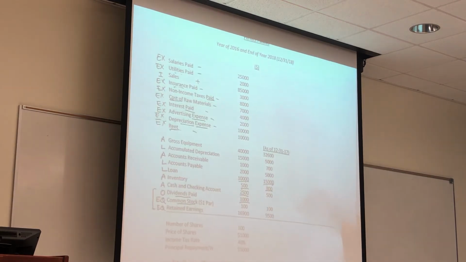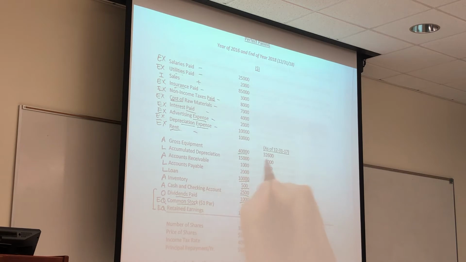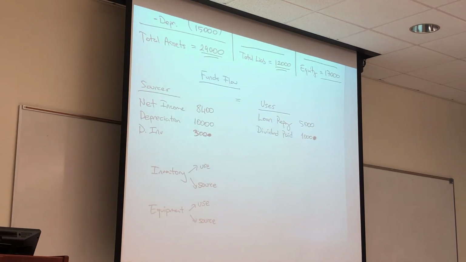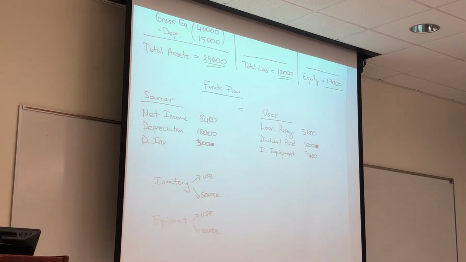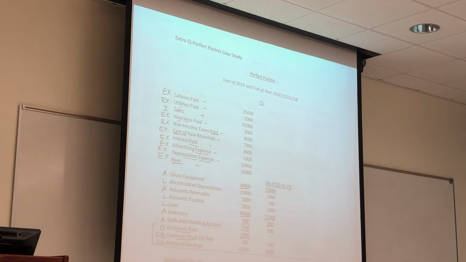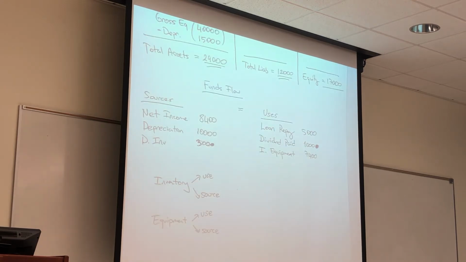Let's check. Okay. So gross equipment, 40,000, 32,600. That means we increase the equipment, so we use the money, right? Right. So it's going to go to increase in equipment by 7,400. Just to be sure, 40,000 minus 32,600, 7,400. Cool.